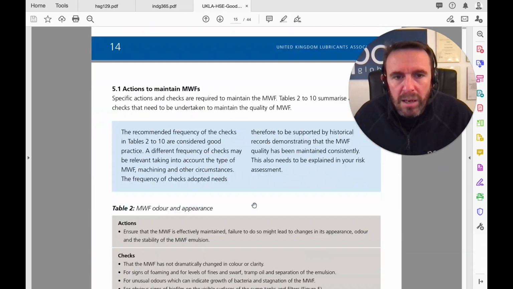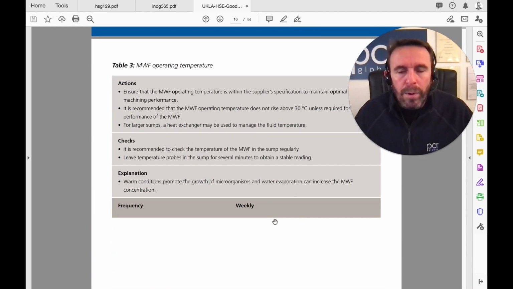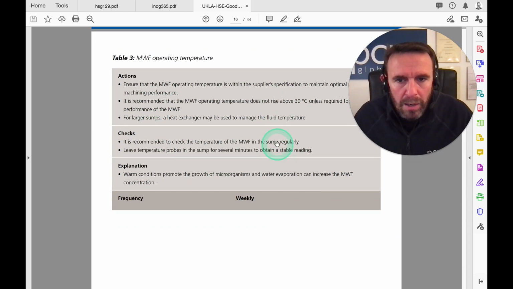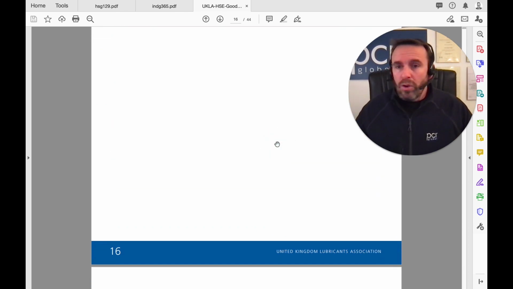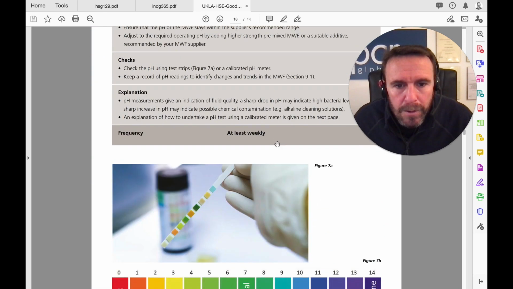PPE, maintaining, talks about biocides. We'll have a look more of that in a minute. You look at the deposit there inside the supply tank, really bad. So on about the operating temperature as well. So as you can see, all this information has got to be recorded. So many places don't do it.